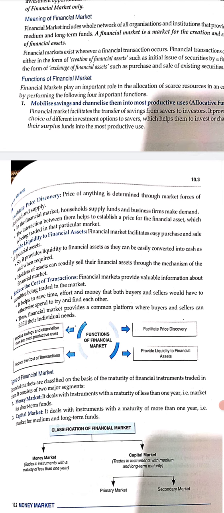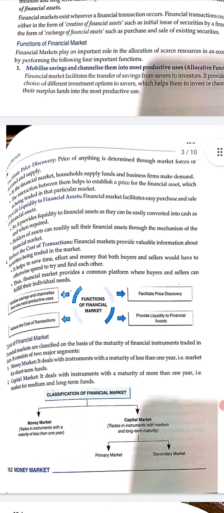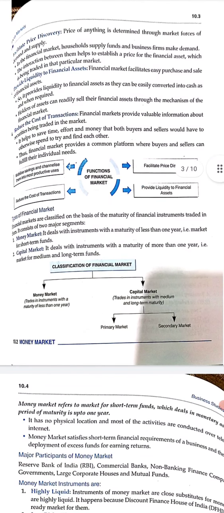Now next one is types of financial market. Mainly there are two types, money market and capital market. Money market trades in instruments with a maturity of less than 1 year, and capital market trades in instruments with medium and long term maturity. Again, capital market is of two types, primary and secondary market. Now next one is money market. Let's study in detail about money market.